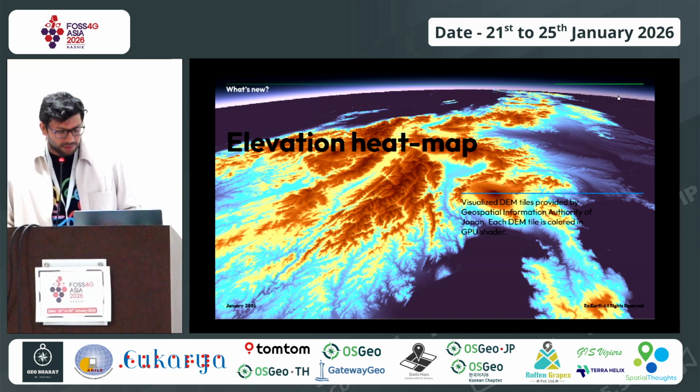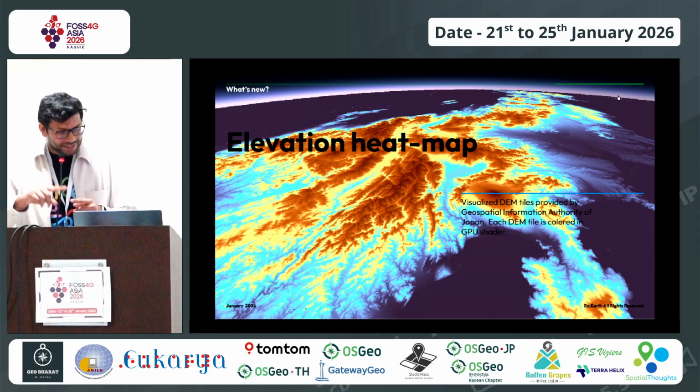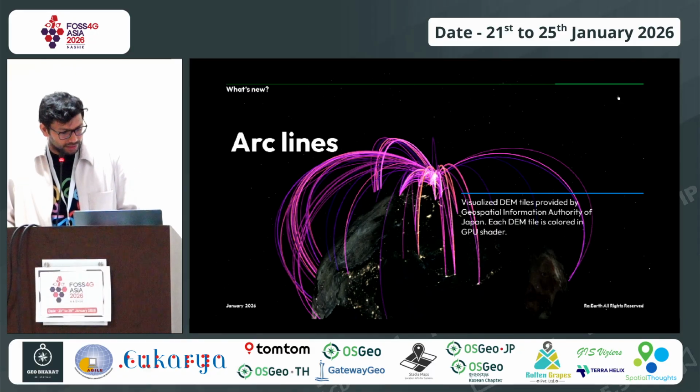So we've also been trying to use the DEM tiles to provide elevated heat maps. Basically, this is nothing but terrain data overlapped with heat maps that have been generated on the basis of, I think, cloud distribution as of now. Or actually, this is a height-based heat map. So the higher the height is, the more colored or darker it will look.